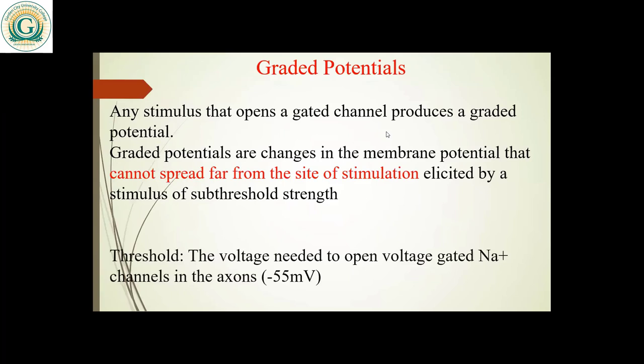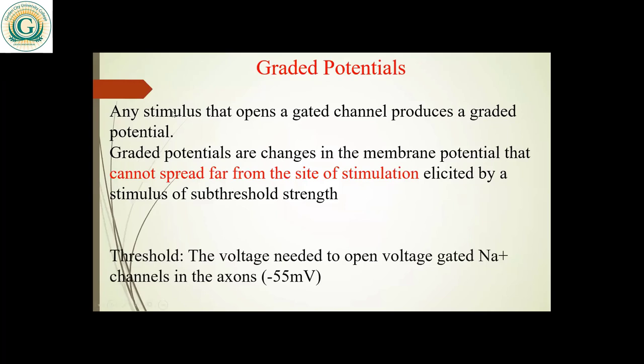All right, so as I said, graded potentials normally happen at the dendrites and the cell bodies of the neurons. Whenever you hear transmission of impulse at the cell body and the dendrites, we are talking of graded potentials. Whenever you hear transmission of impulse along the axon, then you are moving to what? Action potential.